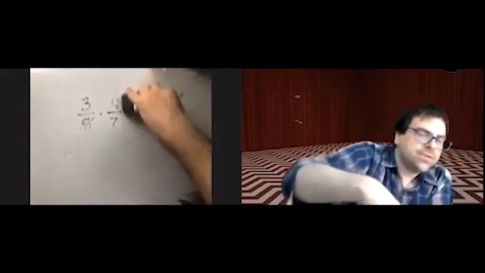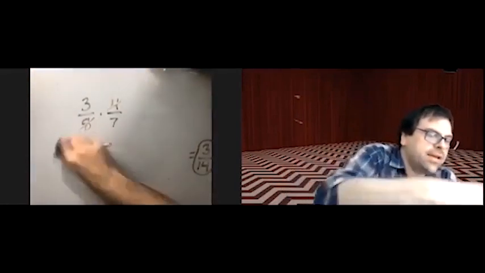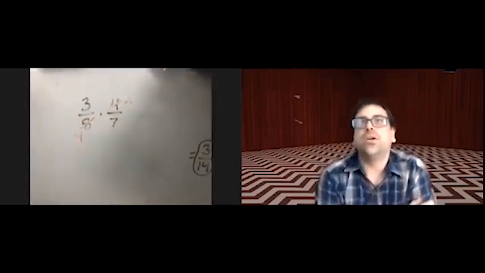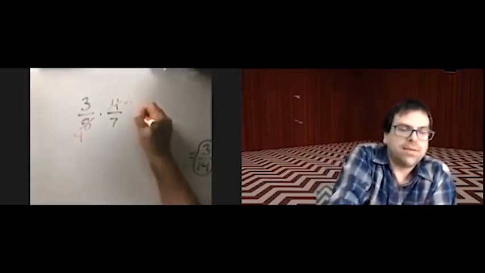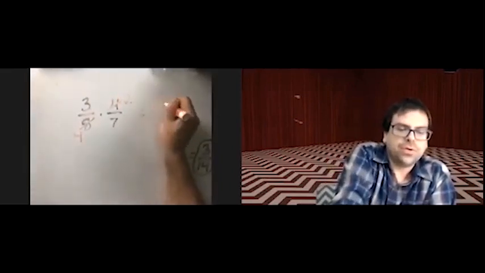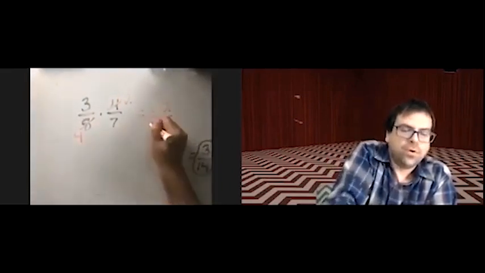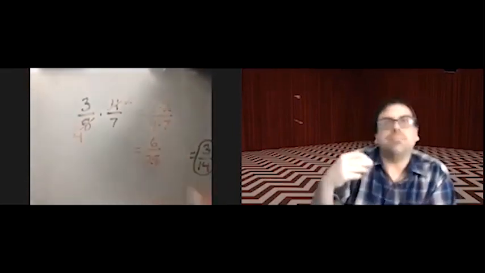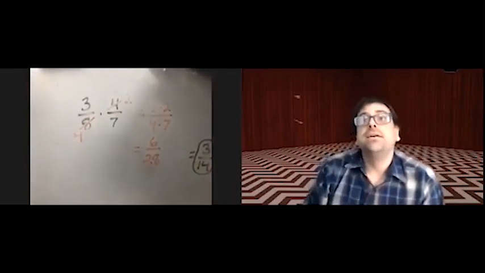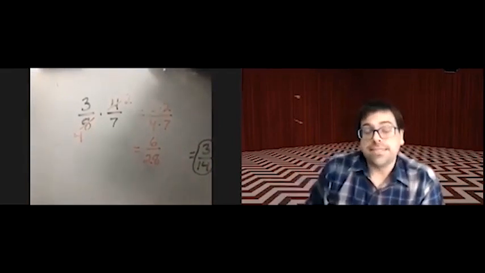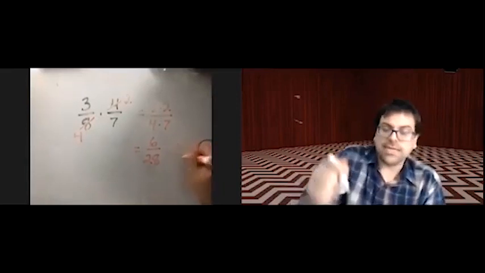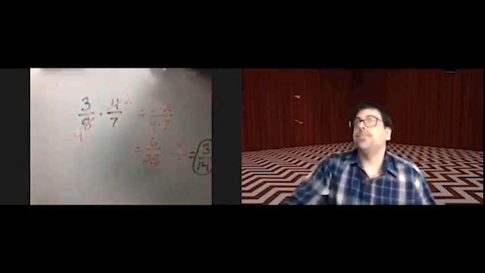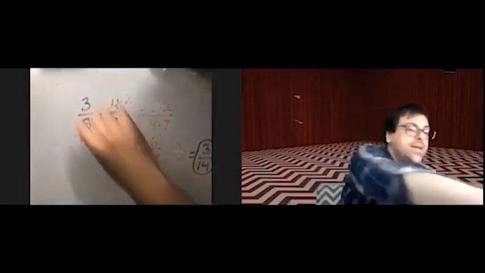What if we canceled to get the 2 and the 4, but we didn't notice we can go further? Well, then we would end up with 3 times 2 over 4 times 7, which would be 6 over 28. And because we didn't cancel completely, we're still left with something that needs to be reduced. So you would still need to get it to 3/14. Let's look at another.